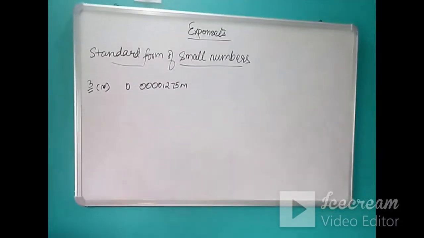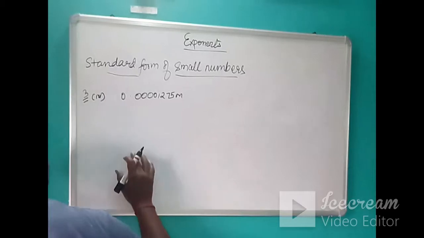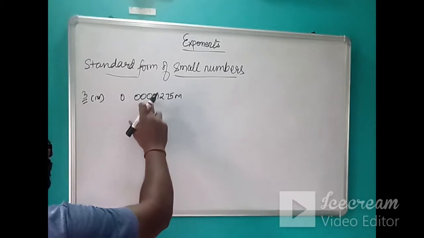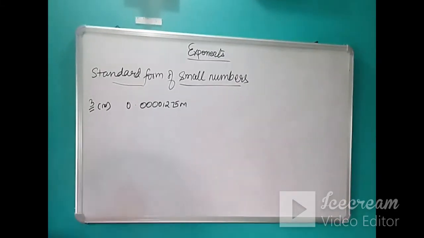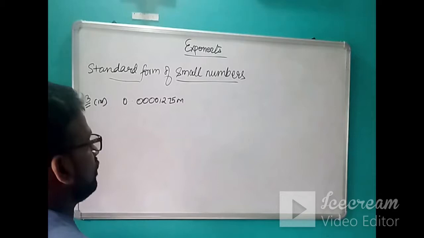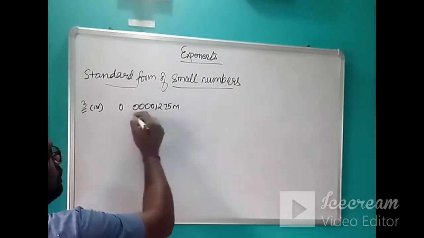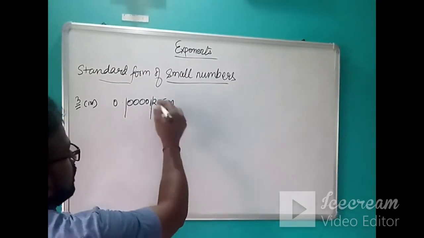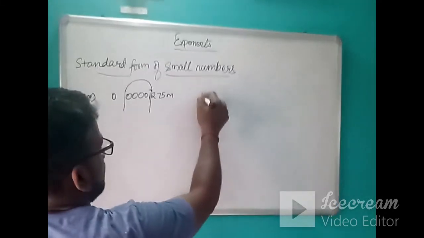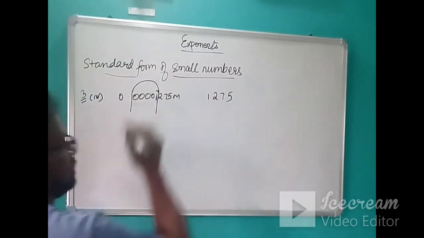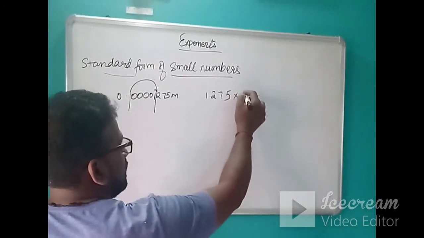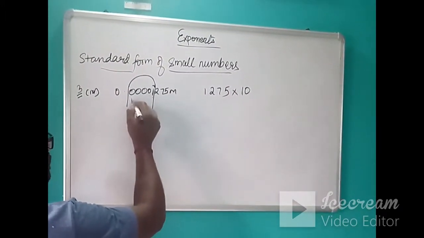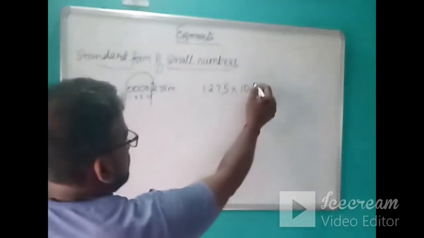Okay, so let's see one more example. It is given in question number 3, fourth part, the size of a plant cell is 0.00001275 meter. Now we have to write it in standard form. So what will we do? We will start counting from here till here. So 1, 2, 3, 4, 5, and we will put the decimal here. So it becomes 1.275. Okay, then you will put a multiplication sign, then 10, and the power of 10 will be how much? 1, 2, 3, 4, 5, 6.